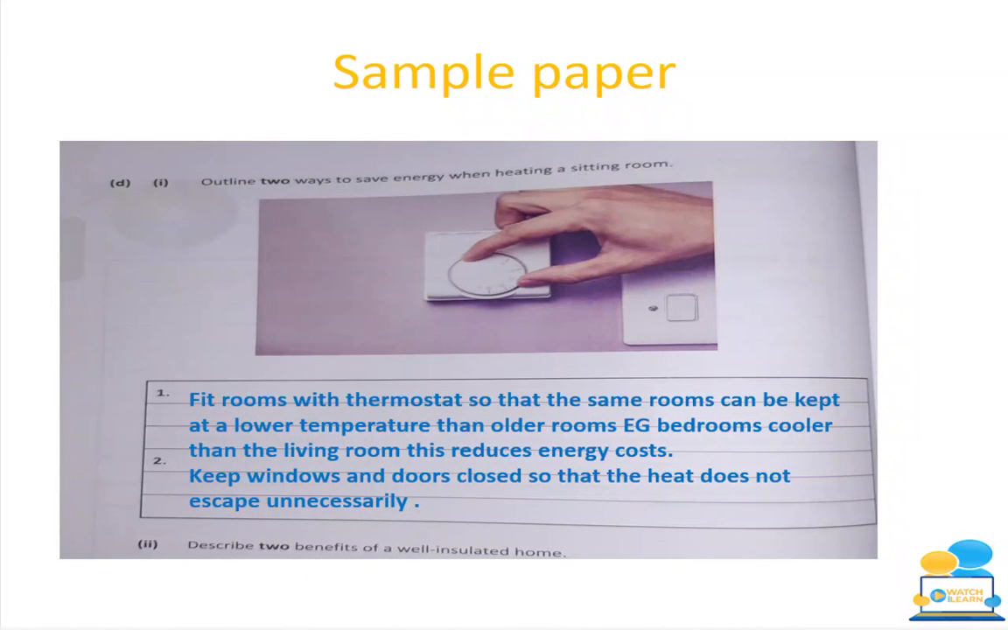Here's a sample paper. It says D part I, outline 2 ways to save energy when heating a sitting room. For this you are looking for full sentences because it says the action verb outline. So my first sample answer is part 1.